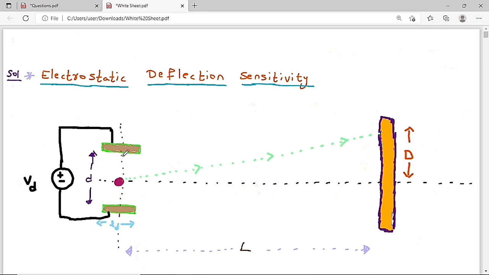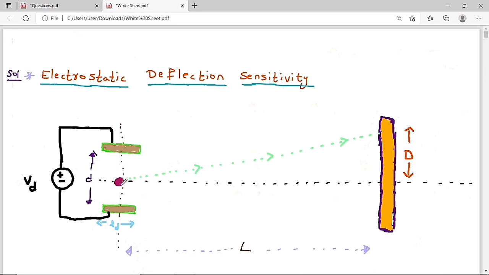The distance from the fluorescent screen to the center of these deflection plates is called the length L. Here for these plates, I am going to supply a voltage of VD. VD is called the deflection voltage, meaning I am going to supply some voltage VD to these plates.